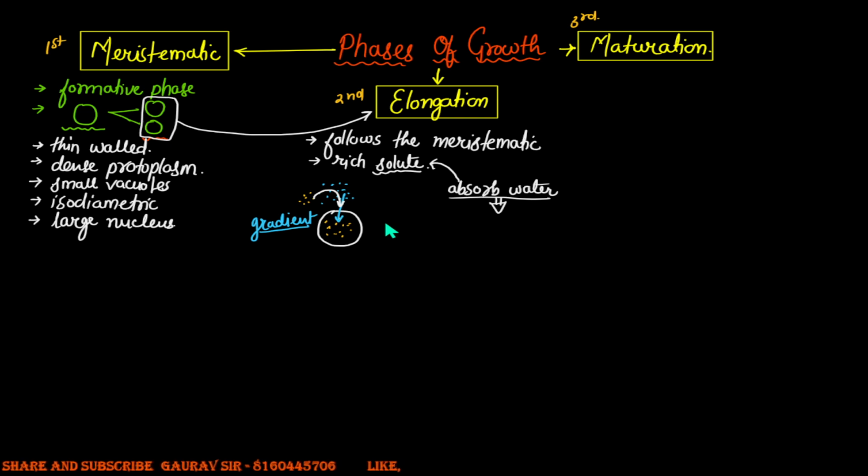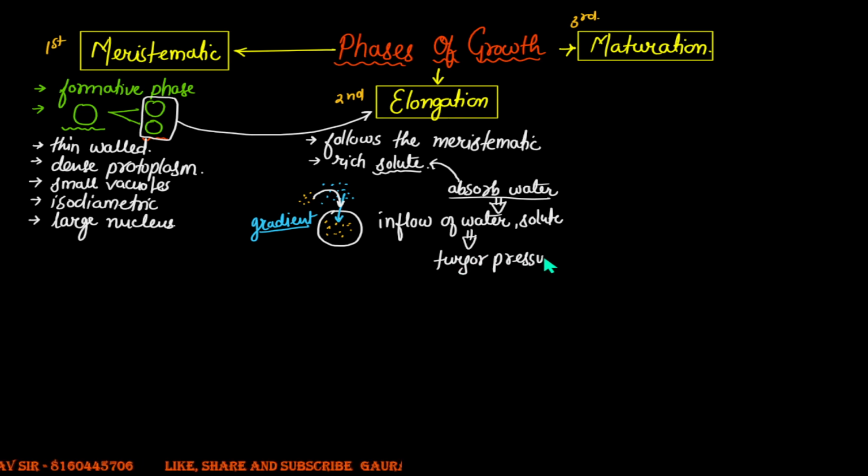So this constant input of water, the constant inflow of water and the solutes into the cell, ensures that the turgor pressure of the cell increases. The turgor pressure of the cell rises due to the entry of the water and the solute into the cell.